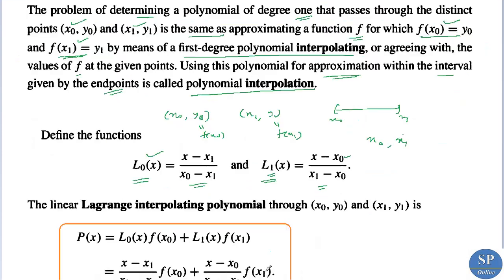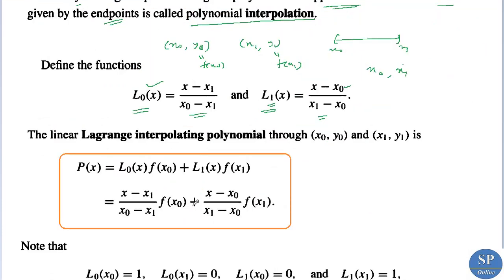Okay, so the linear Lagrange interpolating polynomial through these 2 points (x0, y0) and (x1, y1) is p of x equal to L0 of x into f of x0 plus L1 of x into f of x1. We know f of x0 is y0 and f of x1 is y1. So this is f of x0 into x minus x1 divided by x0 minus x1 plus f of x1 into x minus x0 divided by x1 minus x0. This is the linear Lagrange interpolating polynomial.